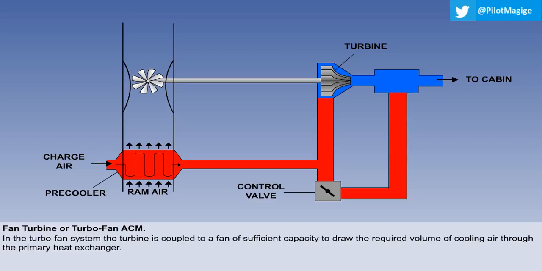The general design of the unit is such that it is extremely light and compact. The engine delivery pressure must be higher than for the other systems, and the turbine must be capable of higher speeds to achieve the necessary pressure drop.